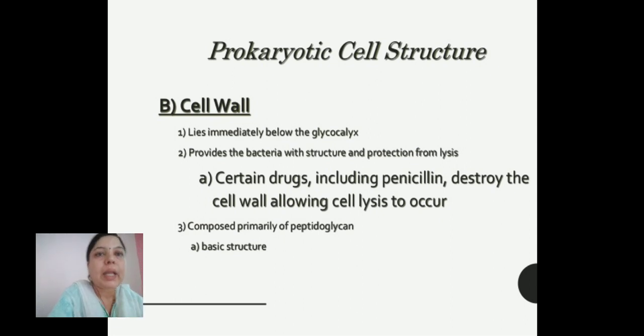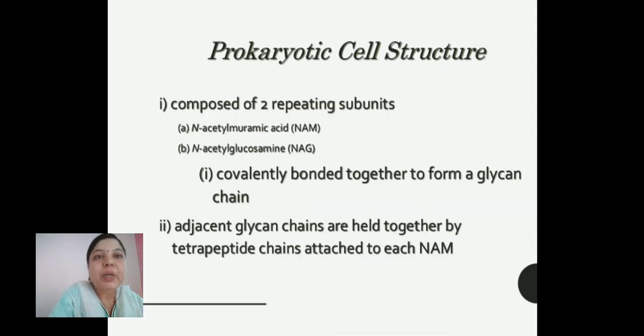This peptidoglycan layer is made up of two repeating subunits. First is N-acetylmuramic acid, NAM, and second is N-acetylglucosamine, that is NAG. NAM and NAG are the short forms, which will be very easy for all of you to remember. NAM and NAG are covalently bonded with each other and form a glycan chain. The adjacent glycan chains are held together by tetrapeptide chains attached to each NAM.